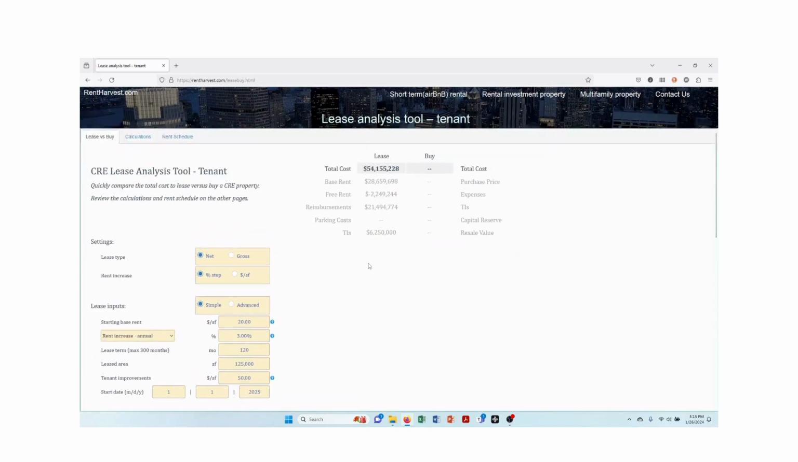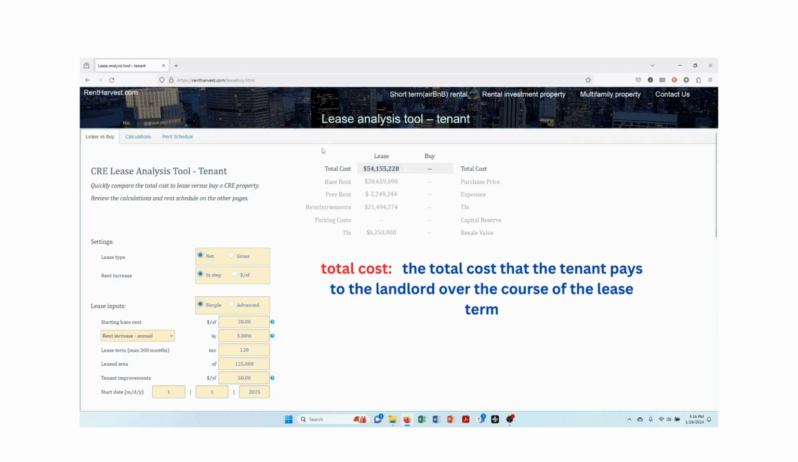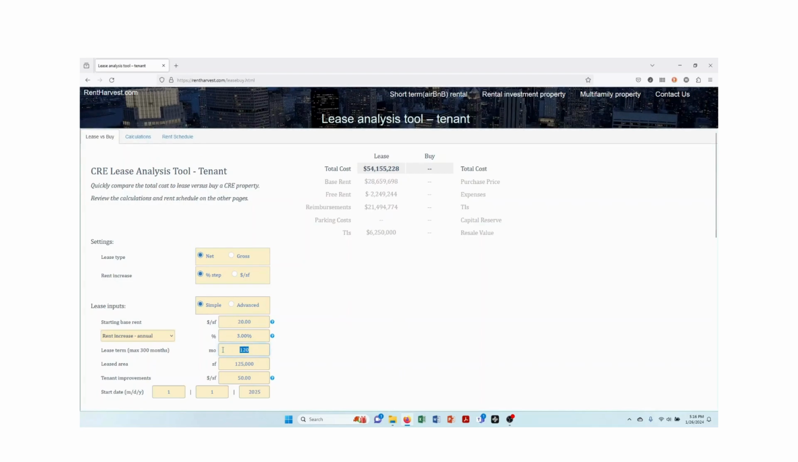If we scroll up, we see that the table is populated with key outputs, and the total cost of this lease is approximately $54 million during the entire 120-month term of the lease.